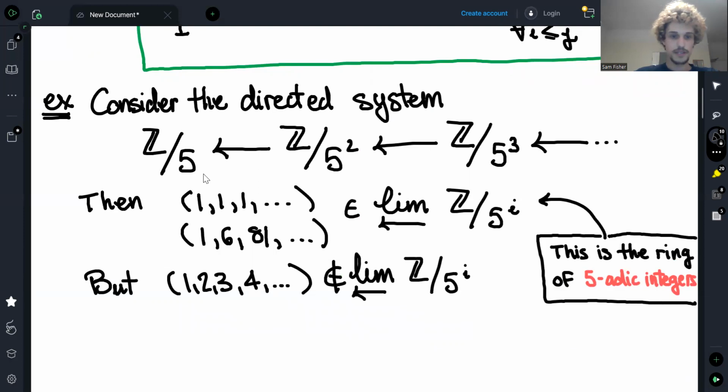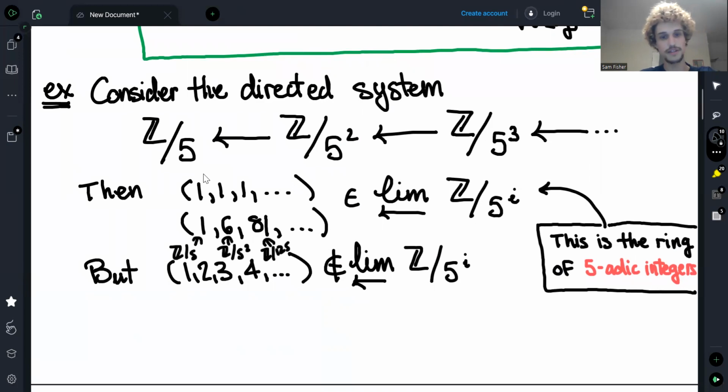A less trivial element is this one here, where I've written only the first 3 components. So 1, 6, 81. So 6 projects to 1. The 6 is really an element of Z mod 5 squared, and here this should be viewed as an element of Z mod 5. And 6 does project to 1 when you reduce mod 5. And similarly, 81, which is now an element of Z mod 125, projects to 6 when reducing mod 25. So this so far has been a compatible choice, and yeah, you have to extend it forever.